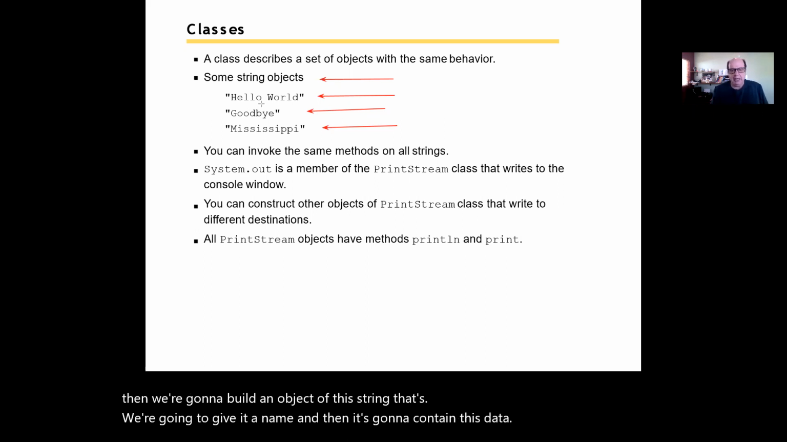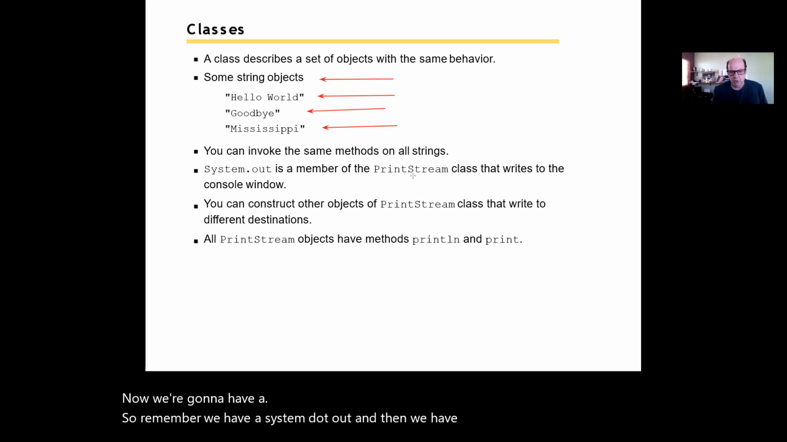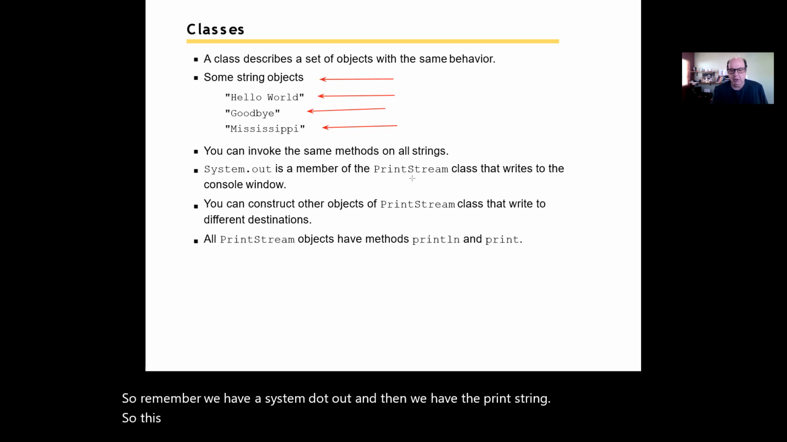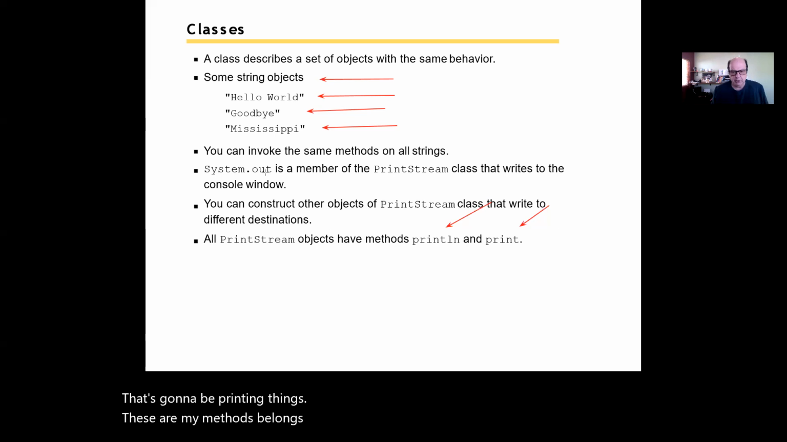Now, remember, we have a system.out, and then we have the print stream. This print stream has this system.out, and then we have println and print in there. That's going to be printing things. These are my methods, which belong to system.out.